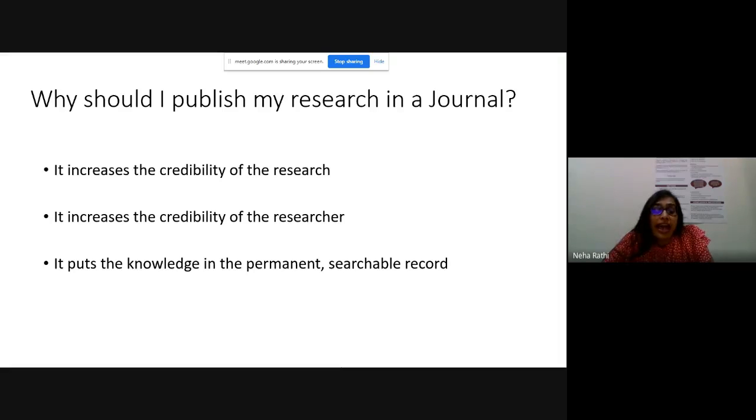And how does it help an institution? When you have more publications, the chances are that your institution can get grants and funding to do additional research. And finally, perhaps this is my favorite one.